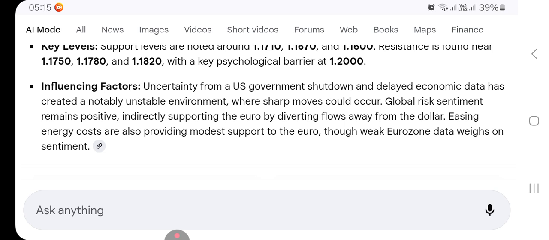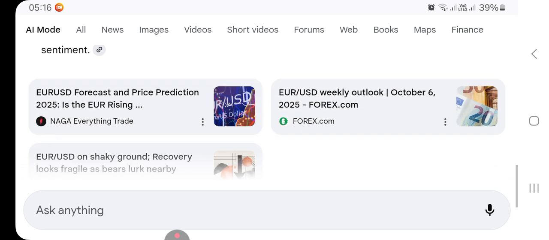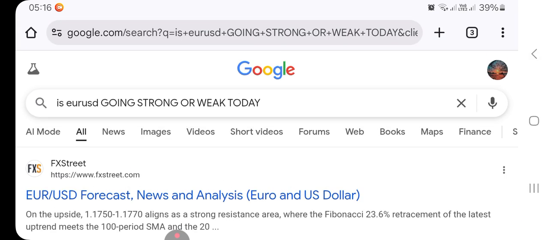Global risk sentiment remains positive, indirectly supporting the euro by diverting flows away from the dollar. Easing energy costs are providing modest support to the euro, though weak eurozone data weighs on sentiment. As you can see, the uncertainty from the US government shutdown is a negative statement for the dollar, so it shows that EUR/USD has the opportunity and possibility to buy. You understand?